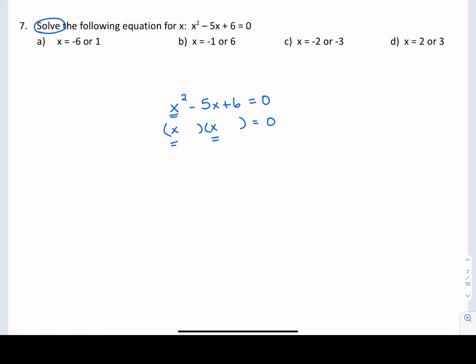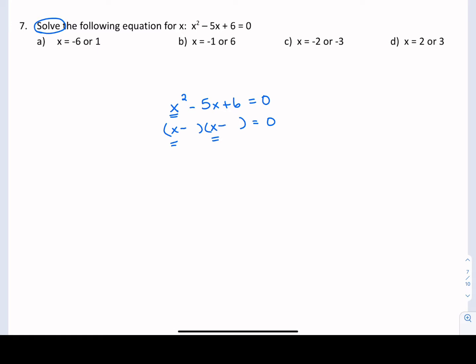Now, both combinations, 6 and 1 can be combined to give me a 5. 2 and 3 can also combine to give me a 5, but the signs are going to tell us which one is actually correct. Whatever I multiply in those last two positions, my result needs to be a positive 6. So in order to get a positive as my result, I need either two negatives or two positives. And because that middle term is a negative, it's telling us that both signs must be negative.